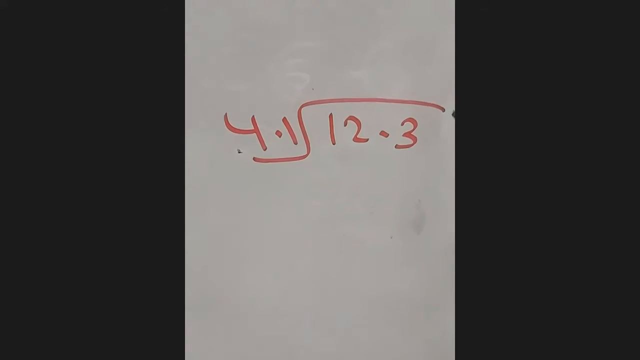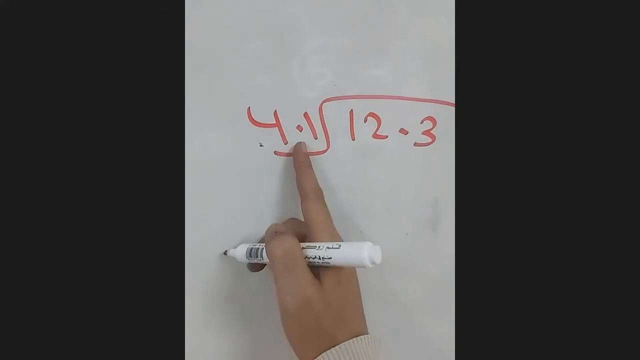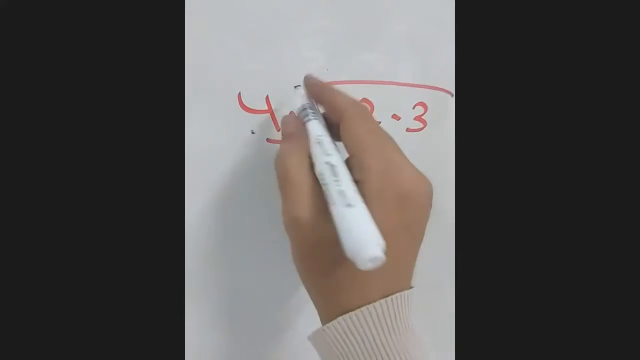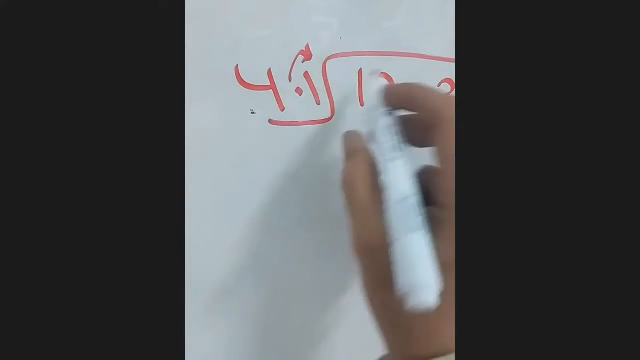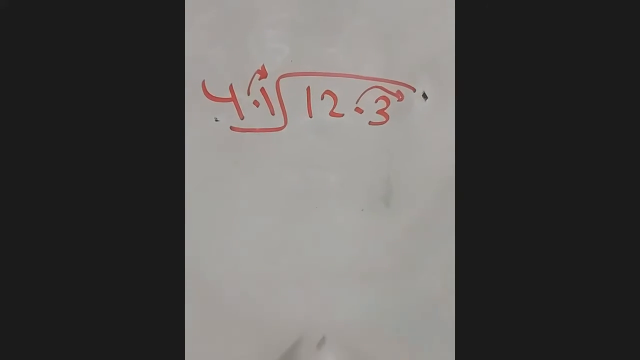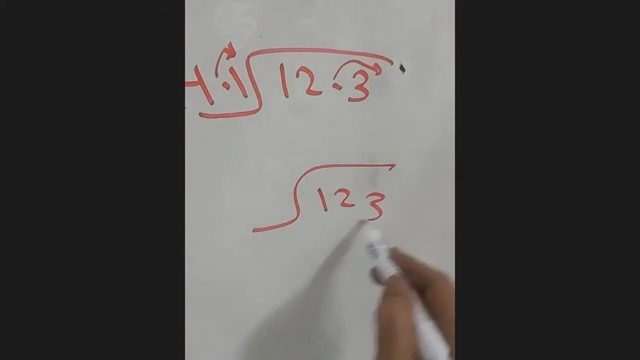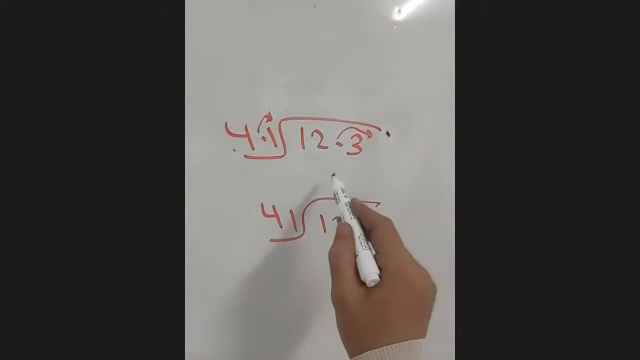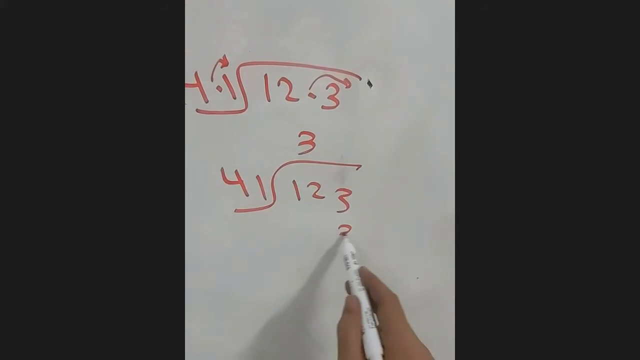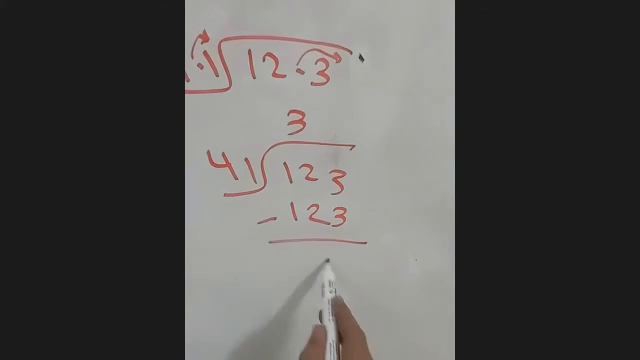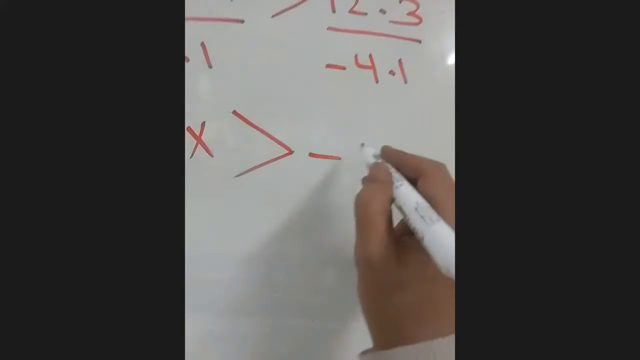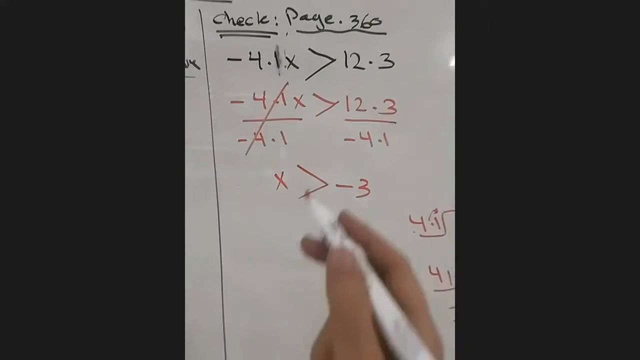Remember, can we divide by a decimal? No. We need to move the decimal to the right one digit here and here. It will be 123, and here 41. Now let's multiply with the 3. 3 by 1 is 3. 3 by 4 is 12. Subtract, 0. So the answer is 3. This is the answer, right?